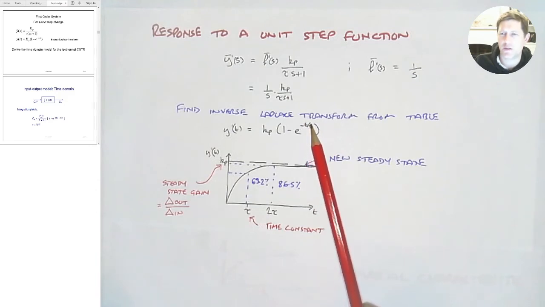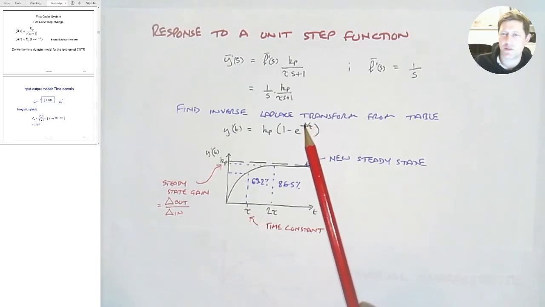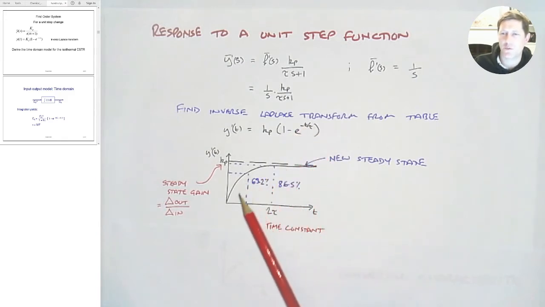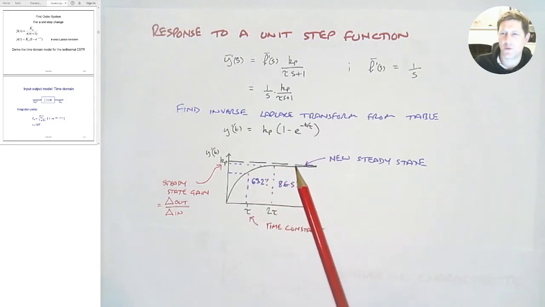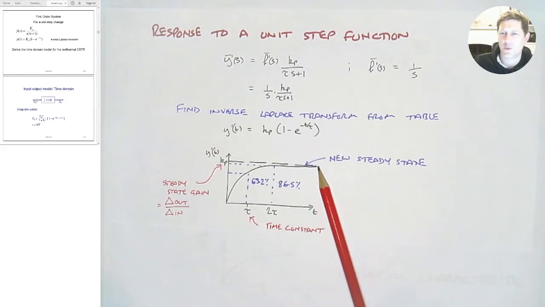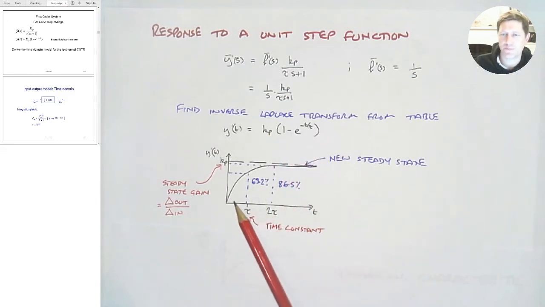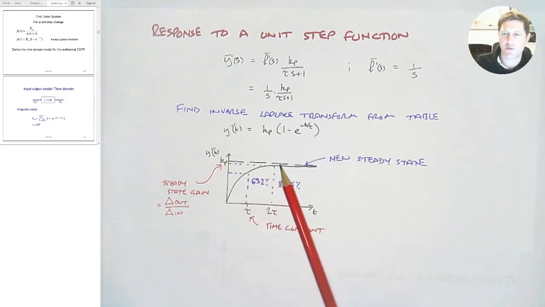That term starts to diminish to 0, and so the function is just left with the 1, and so it tends towards kp, 1 times kp, when t gets very large. So that characterizes our response for this simple system. It gradually increases and approaches the new steady state value.